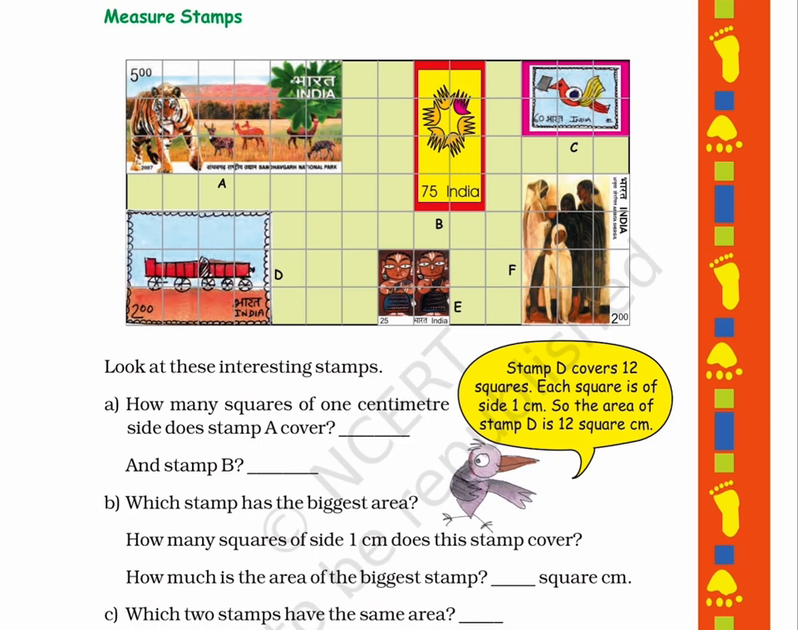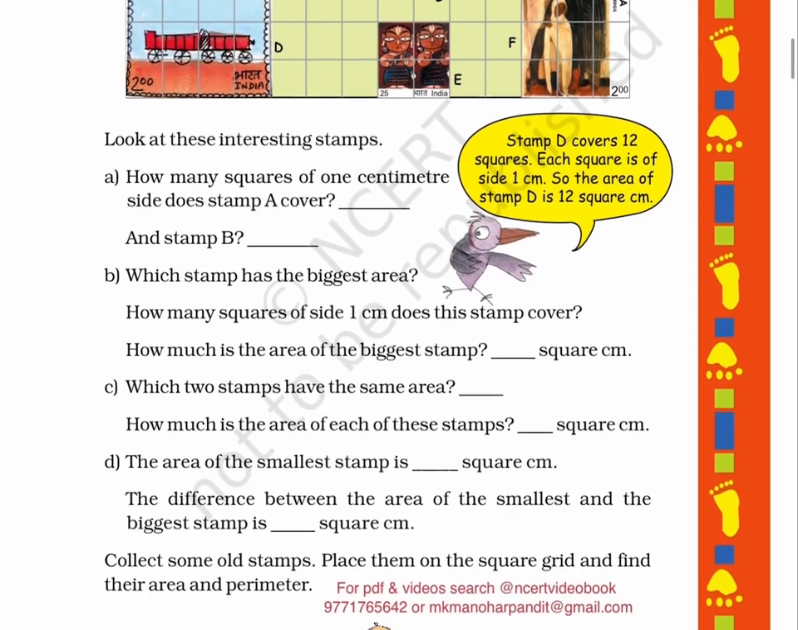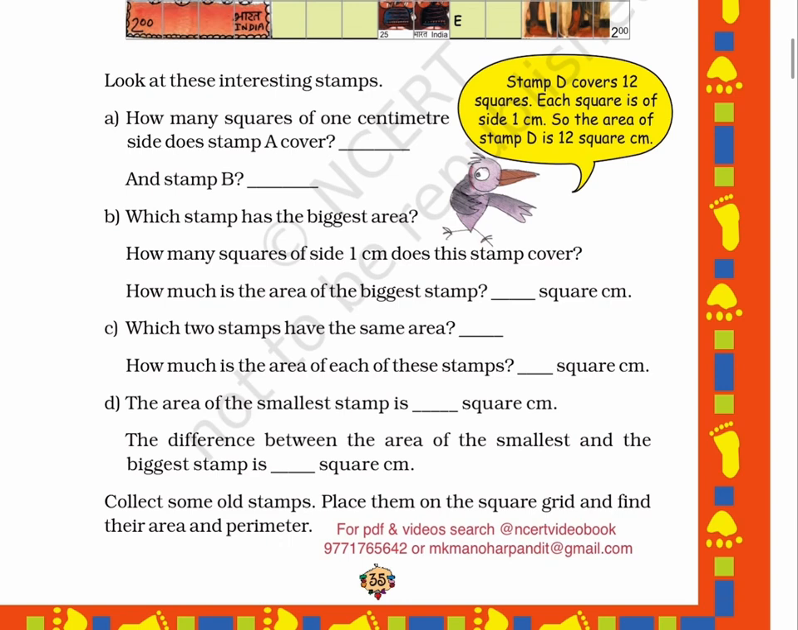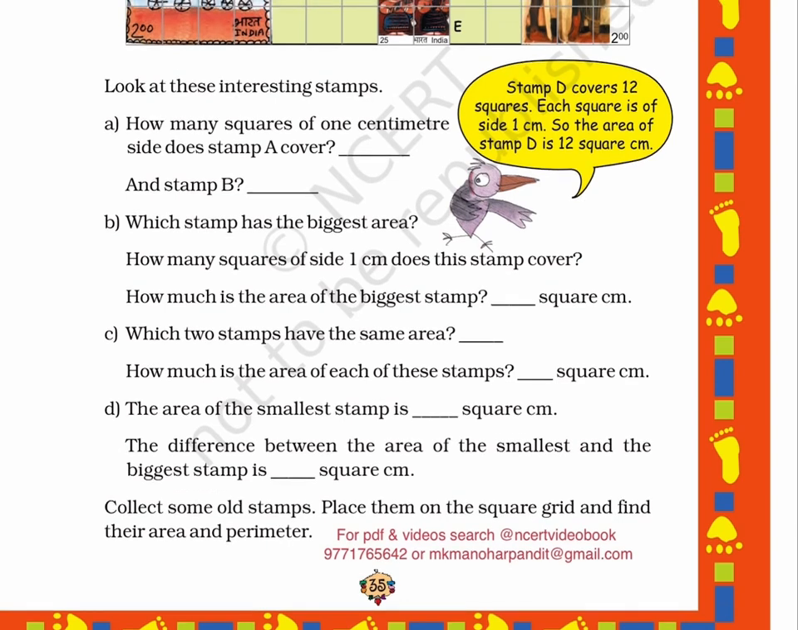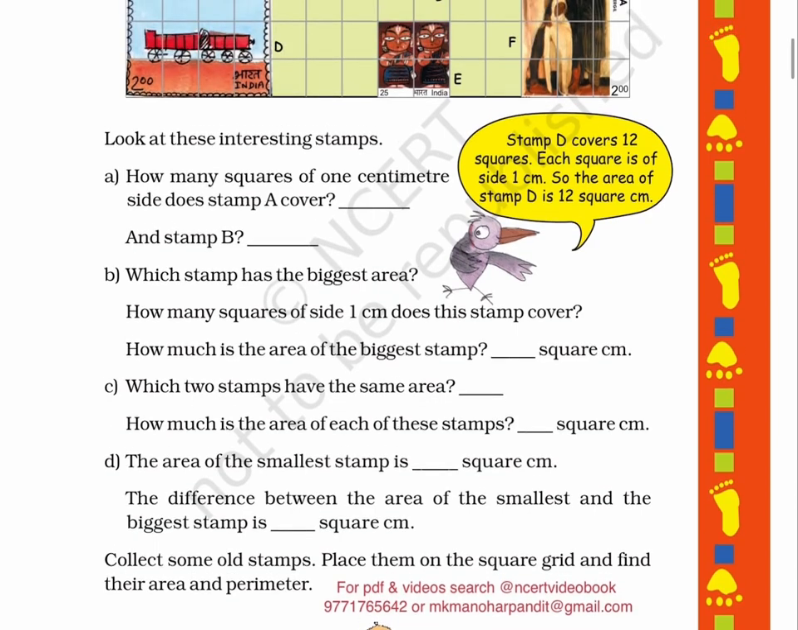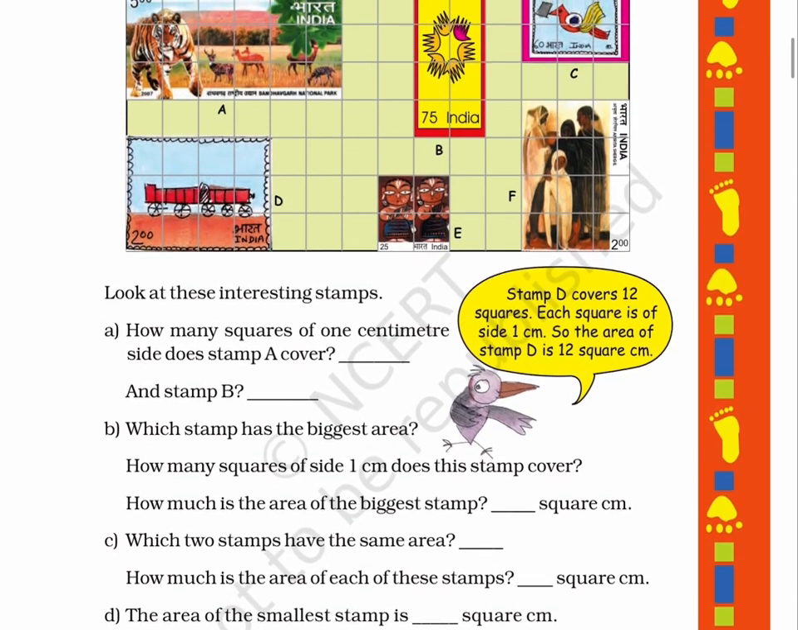Look at these interesting stamps. A. How many squares of 1 centimeter side does stamp A cover? And stamp B? To the right side of these questions there is another bird which is telling us stamp D covers 12 squares. Each square is of side 1 centimeter, so the area of stamp D is 12 square centimeters.